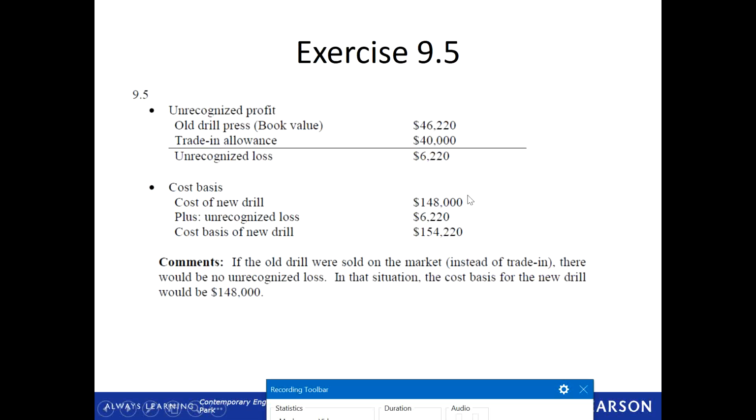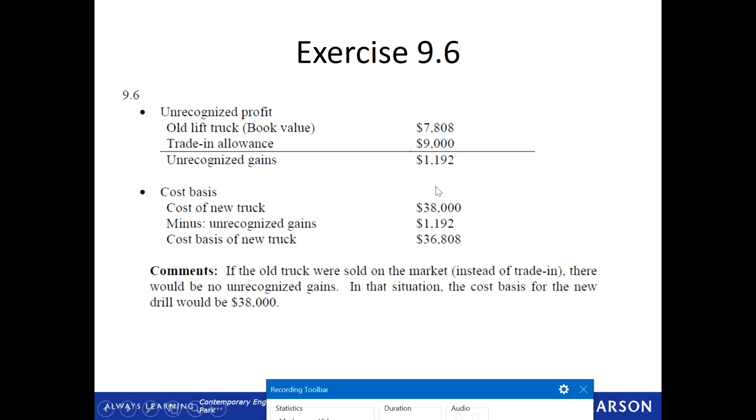Exercise 9.5, the solution is here. I'm not going to discuss it, so you can solve it on your own and see if you can understand. If you have any confusion, please send me an email. Same thing for 9.6. They are very similar and easy to understand.